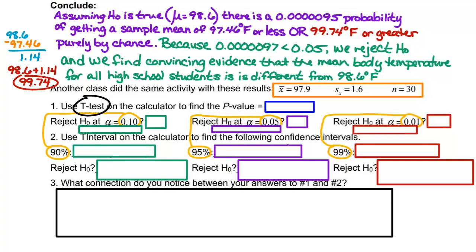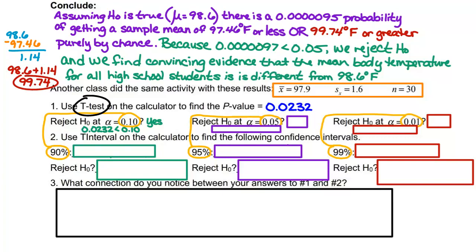What is our p-value? 0.0232. All right. So we know our p-value now. Would we reject or fail to reject at the 0.10, alpha equals 0.10? Reject. So we are going to reject it because 0.0232 is less than 0.10.